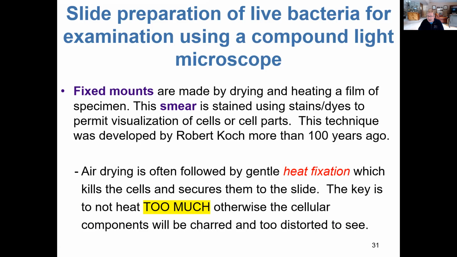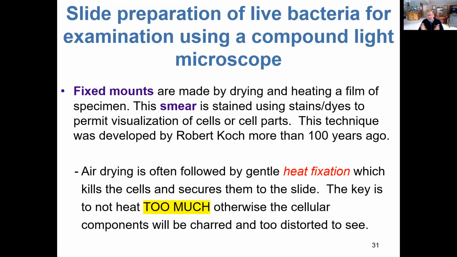And usually, once you've allowed the slide to air dry, in most staining procedures, you would then heat fix the slide, it's called. So heat fixation involves taking an air-dried smear that you've just performed or made on your slide, and you pass that slide through a gentle flame of a Bunsen burner. And as the slide mentions here, this heat fixation does two things. It kills any cells that might still be present, and it also helps the cells stick to the glass surface of the slide.